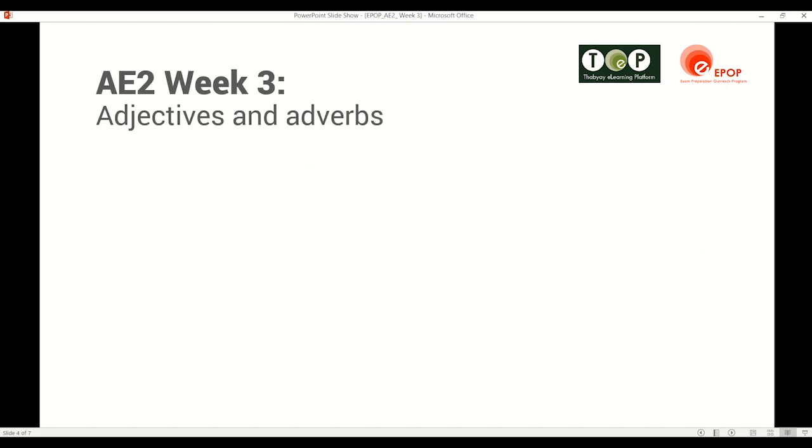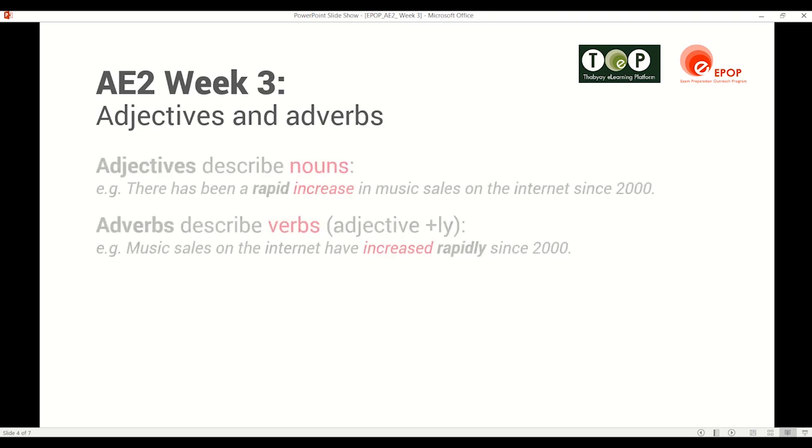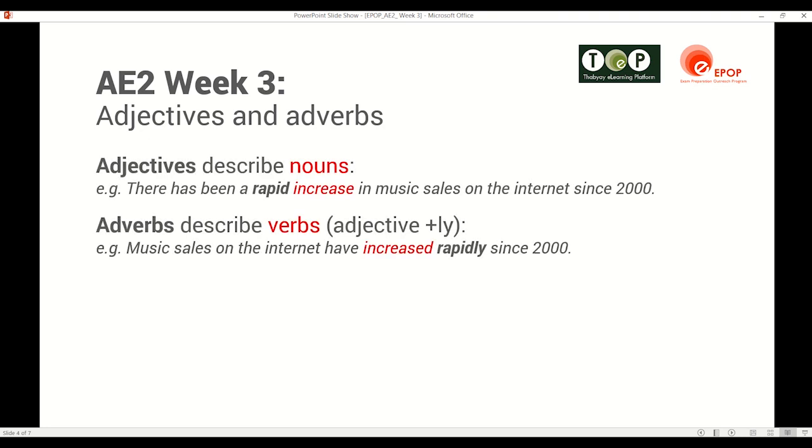So adjectives and adverbs will also come in very helpful when describing changes and trends in tables and graphs. To quickly refresh your memory, adjectives describe nouns. So in this case, there has been a rapid increase in music sales on the internet since 2000. Here the adjective is rapid and the noun is increase.